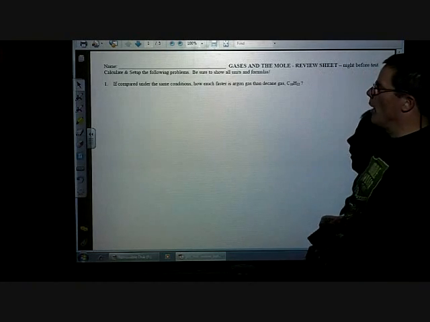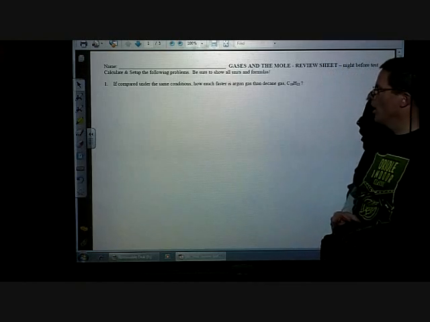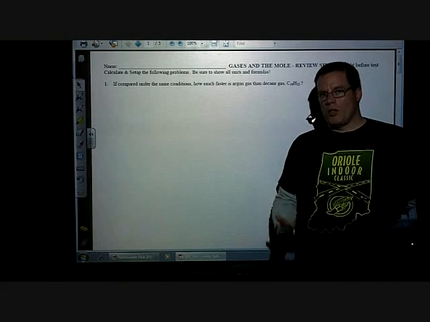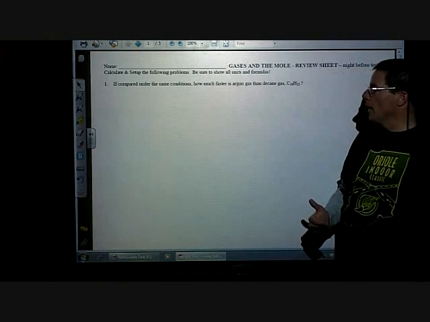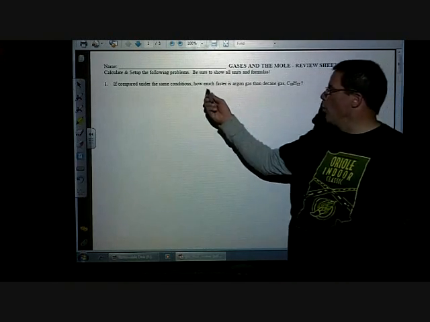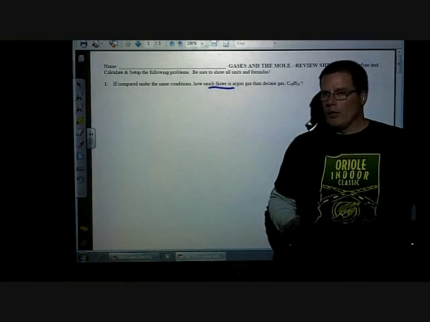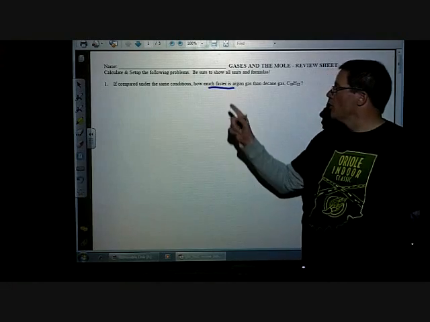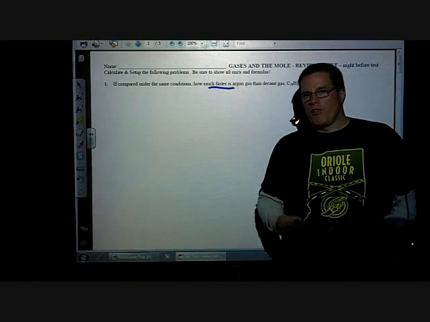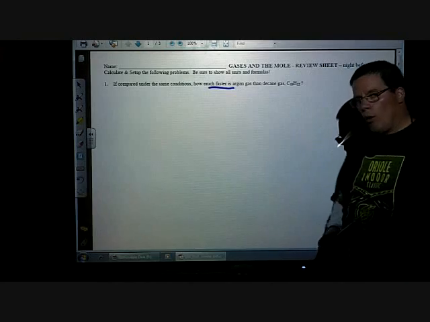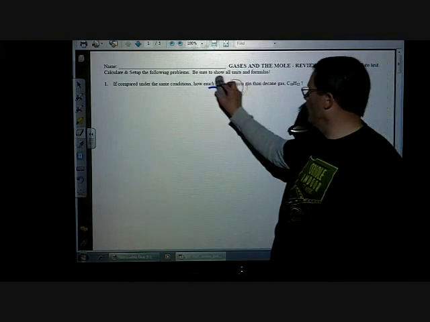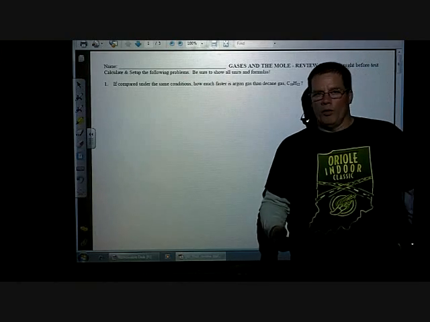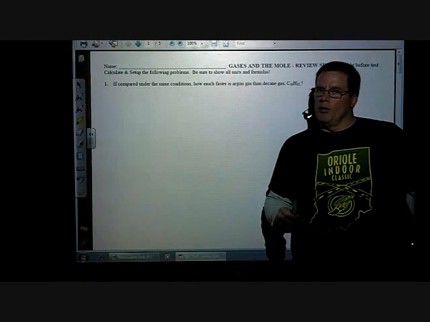It says, if compared under the same conditions, how much faster is argon than decane gas? Make sure that when you read the question that you understand which equation you should be using. Hopefully you're recognizing that there's a key word here. How much faster is argon than decane? I'm even telling you in the question which gas is lighter, because it's asking how much faster is argon than the decane. So when you see a question like this, make sure that you understand what the question's asking, and that you're using the correct equation.